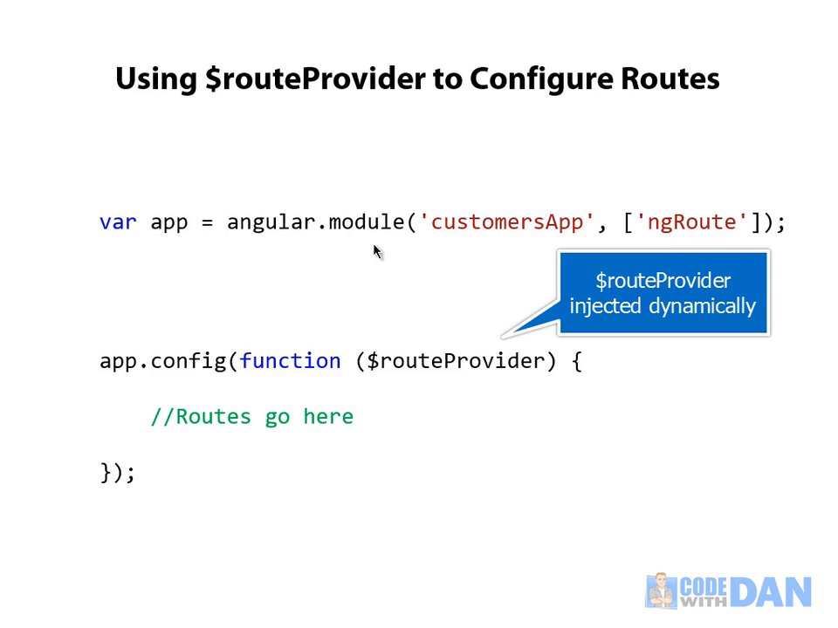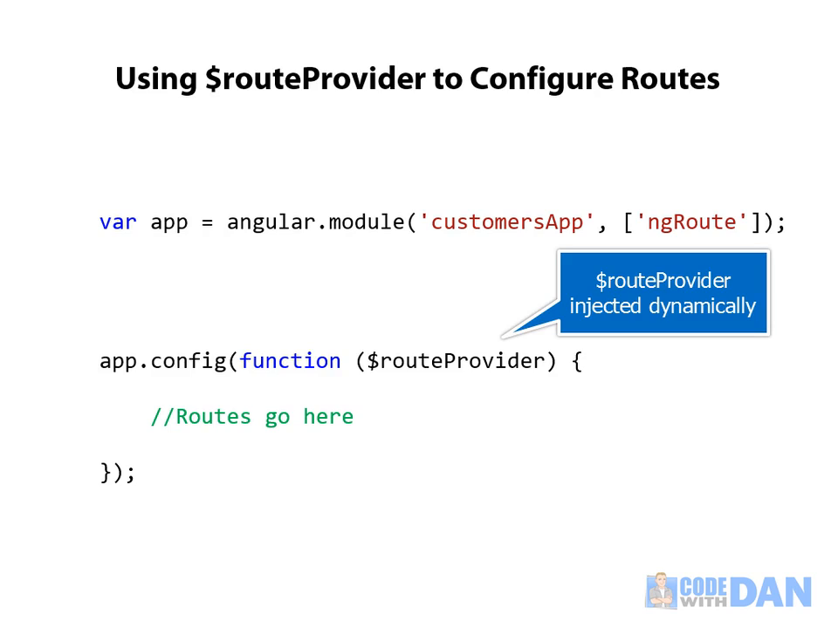Now, once you have your module created and ng-route referenced, you can then call module.config. So app here represents our module, and we can inject in a route provider. Now, the route provider will be injected automatically, meaning that AngularJS will create that instance just like the scope we've looked at before. And then inside of our config function, we can come in and we can configure different routes, which then allows us to associate a controller with a view.